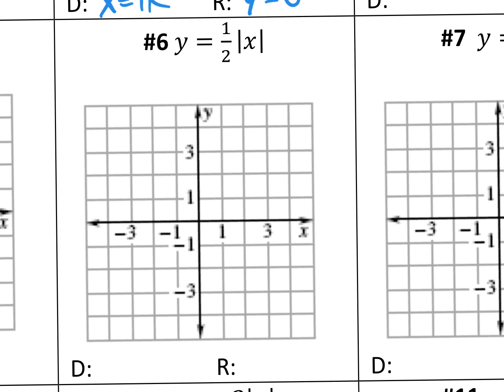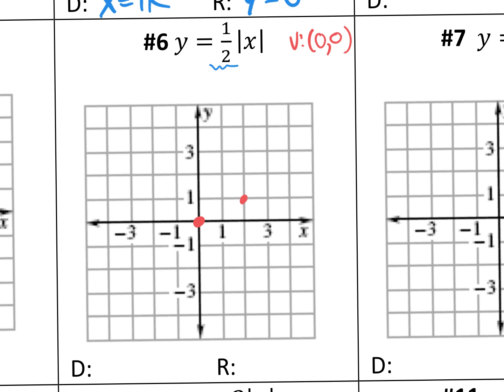One half. Right here, the vertex is what? 0, 0. Thank you so much. So you put that dot at 0, 0. From that dot, how much do I rise and how much do I run? Yeah, according to a, which is up 1 over 2. So you're going to go up 1 over 2.